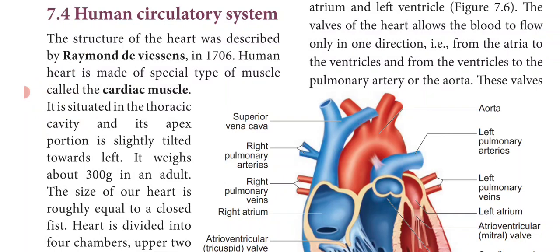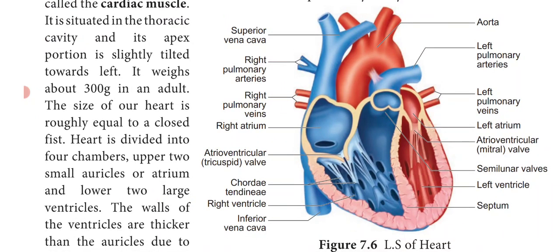The weight of the heart is 300 grams in a normal adult. If you compare the size of the heart, it is roughly equal to a closed fist. So if you close your fingers, the size of our heart is roughly equal to the closed fist. You can see the structure of the heart in this picture.